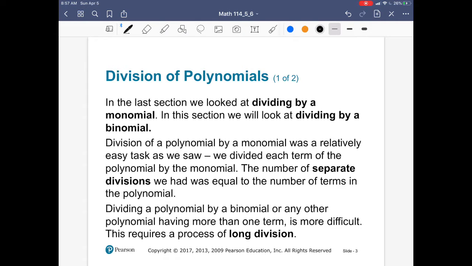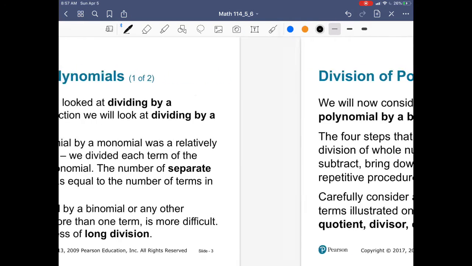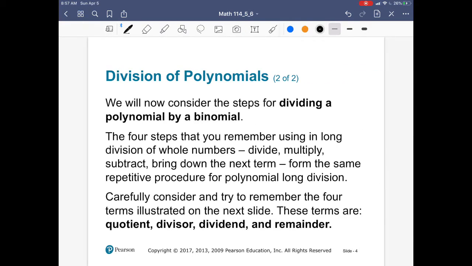Dividing a polynomial by a binomial, on the other hand, with the other polynomial having more than one term, is more difficult. This requires a process of long division. We will now consider the steps of dividing a polynomial by a binomial. The 4 steps that you remember using in long division of whole numbers: divide, multiply, subtract, bring down the next term, form the same repetitive procedure for polynomial long division. Carefully consider and try to remember the 4 steps illustrated in the next slide. These terms are quotient, divisor, dividend, and remainder.